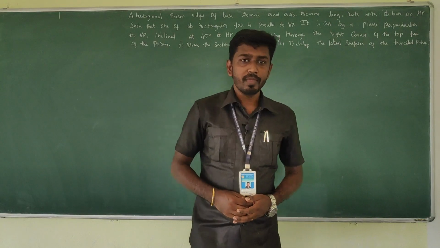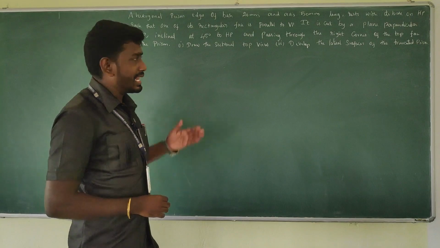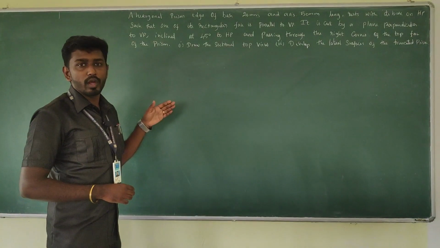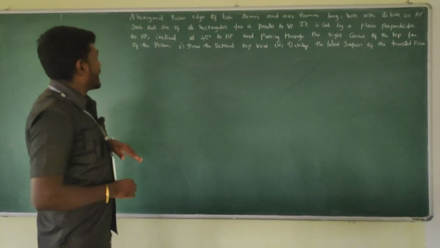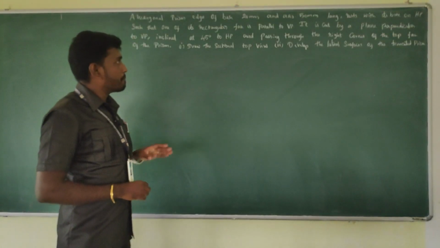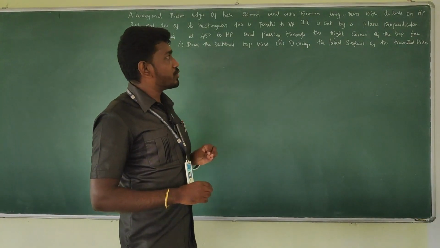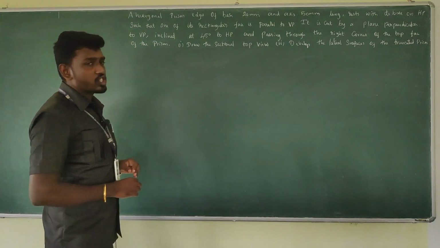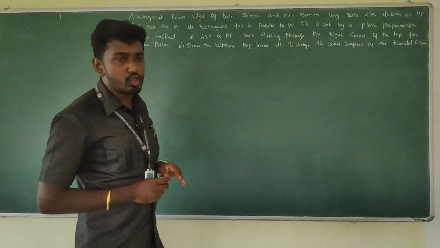Welcome, all students. I have a question from development of surfaces. Let me read out the question first so that you will get what is being given. A hexagonal prism with edges of base 20 mm and axis 50 mm long rests with its base on HP such that one of its rectangular faces is parallel to VP.